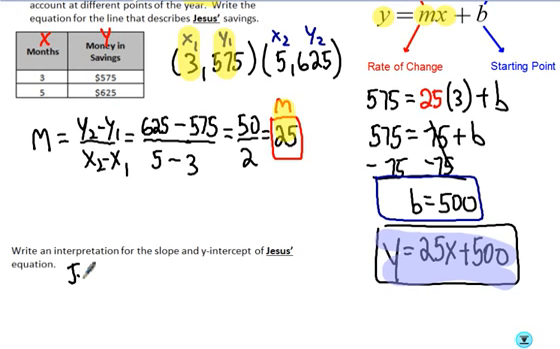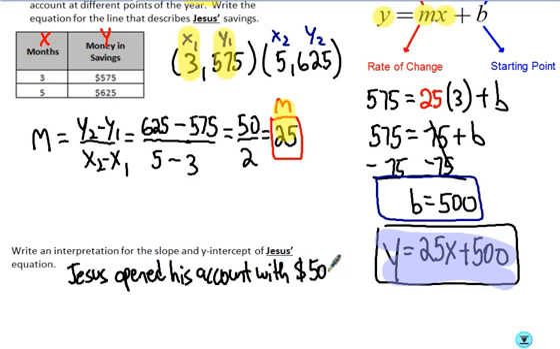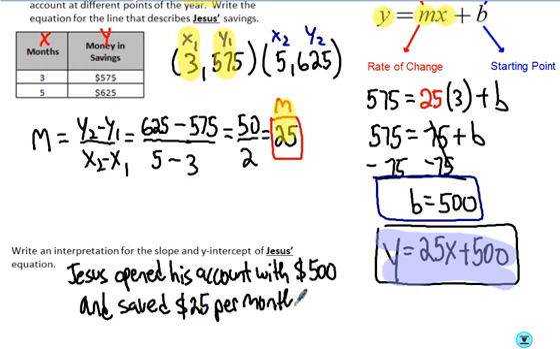So if I have a y-intercept of 500, that means that he opened his account. So we could say Jesus opened his account with $500 and then saved. The slope represents how it's changing. So if you have a slope of 25, that means he was saving $25 per month. So Jesus opened his account with $500 and saved $25 per month.